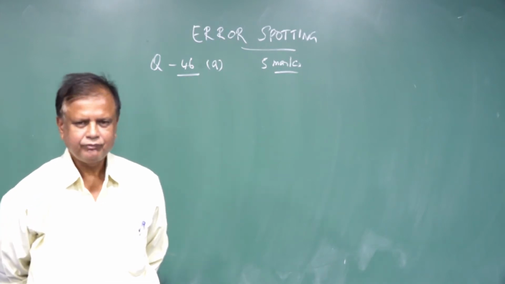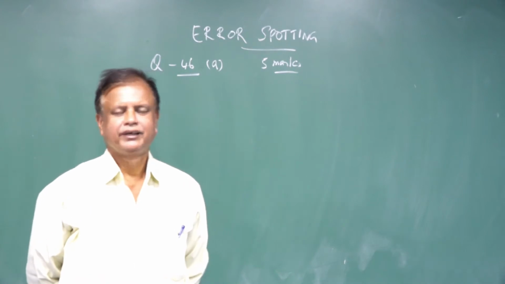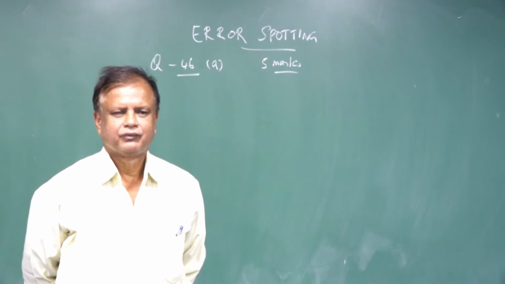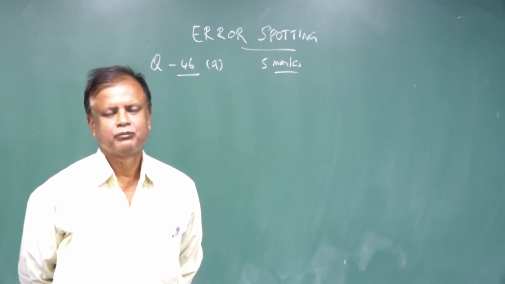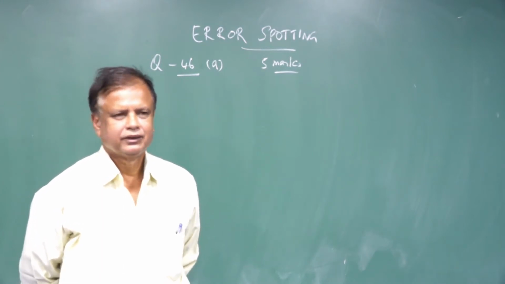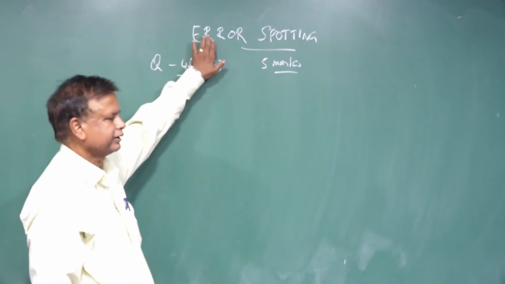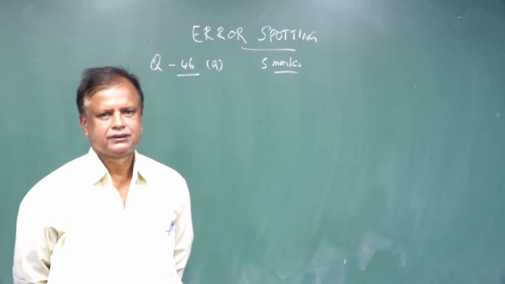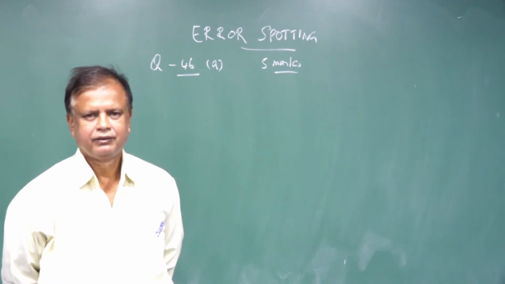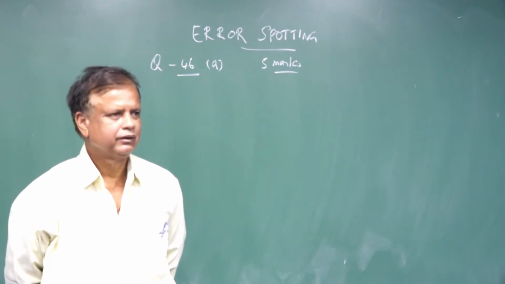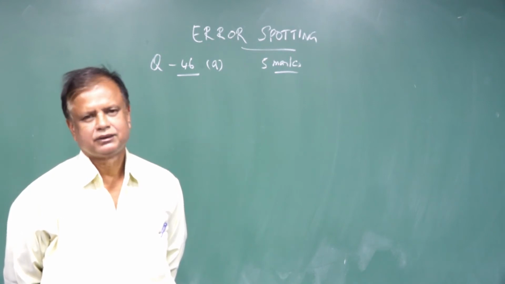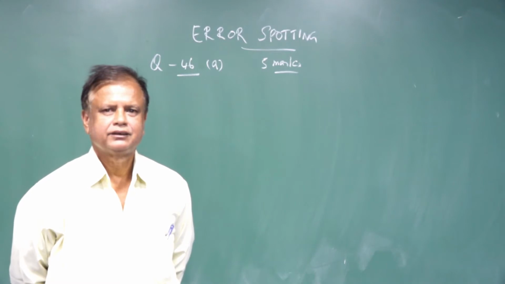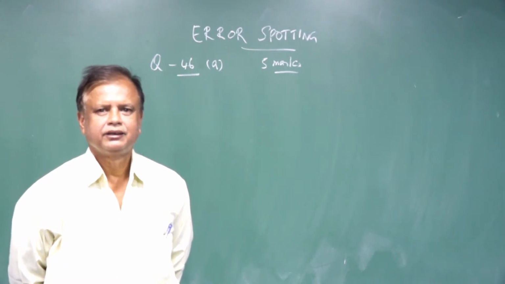Students, today we are now going to look into question 46 in your public question paper, that is regarding error spotting. Error spotting carries 5 questions, each carrying a mark, which is very simple. Most of the students dread to attend this, but I think this is one of the easiest questions that you should easily handle.